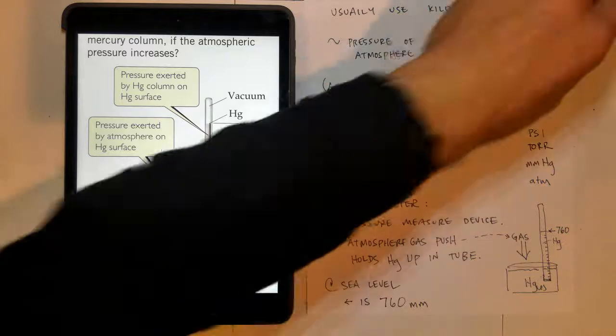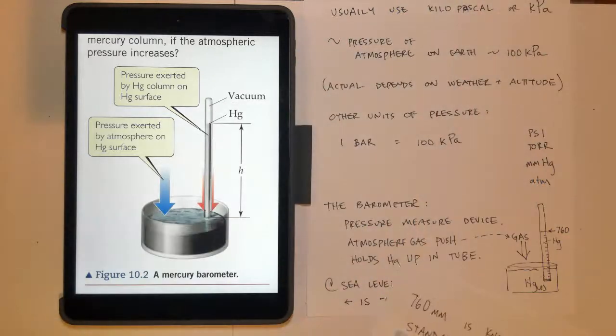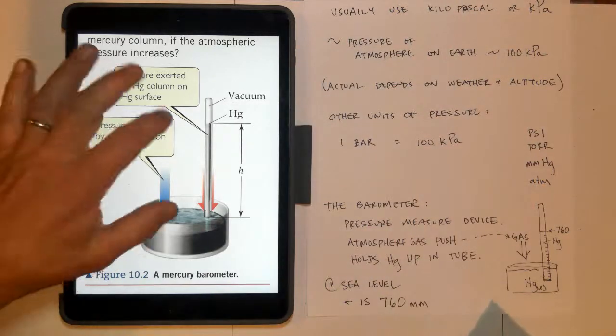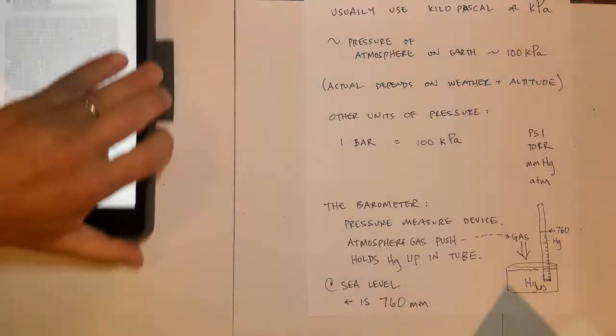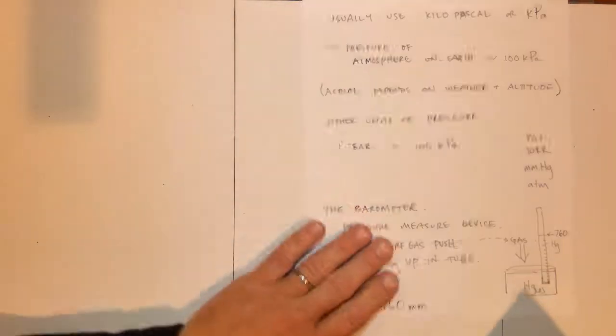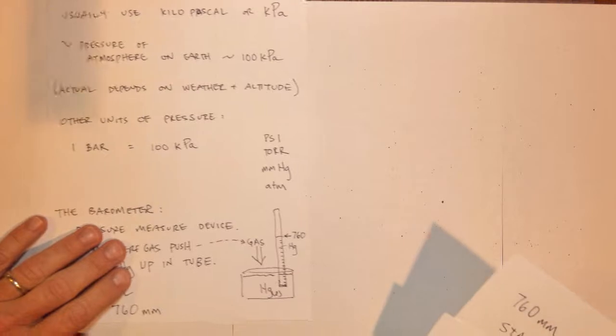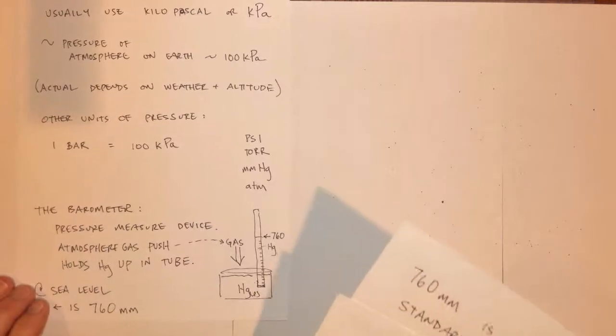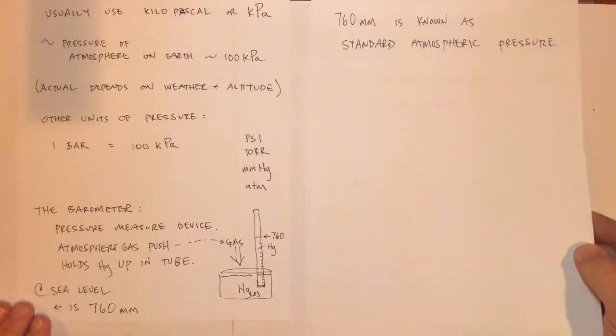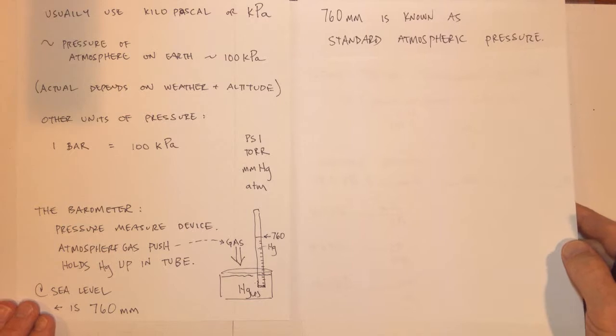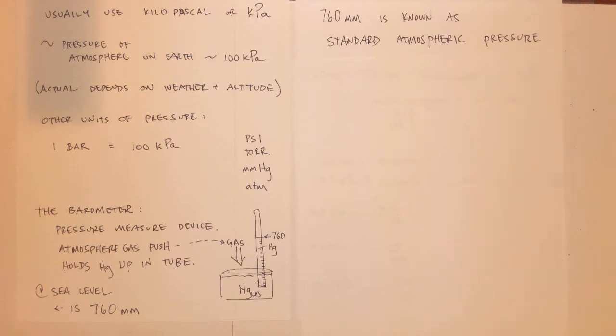This is called standard atmospheric pressure. Standard atmospheric pressure is what the pressure of the air around us pushing down on us would be at sea level. Of course, where we are, we're 1,000 or so feet above sea level, and so our atmospheric pressure would be just a little bit lower.